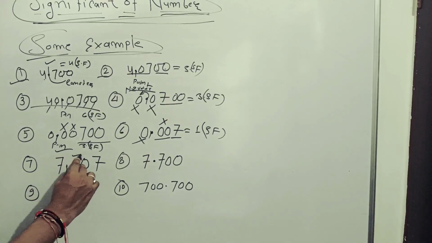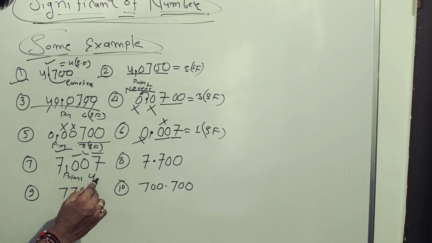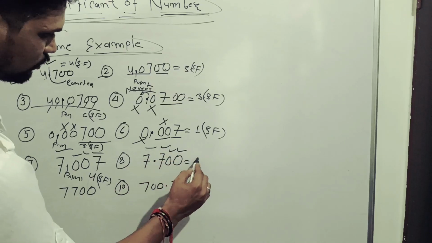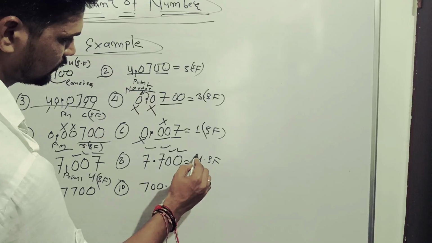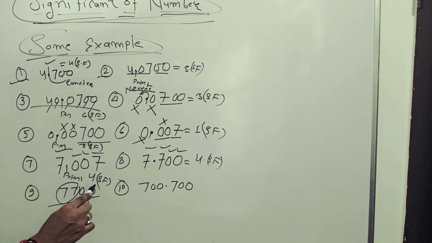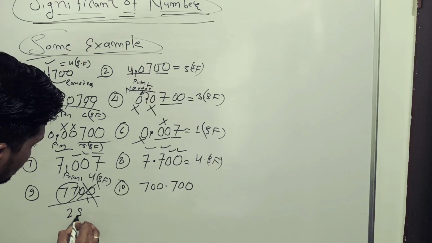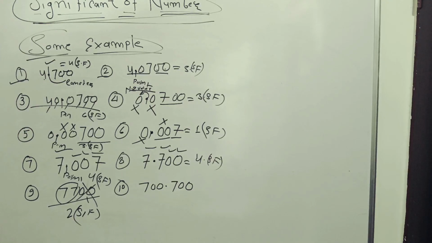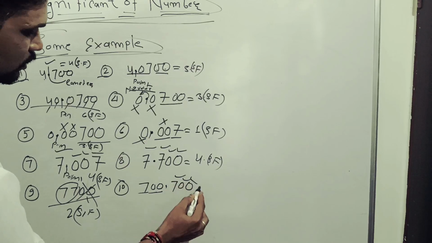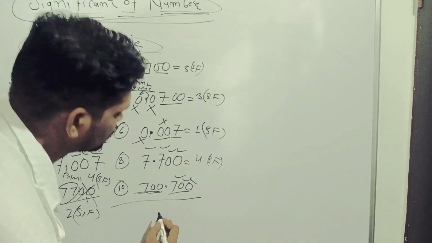And 7.007: after the decimal the zeros are considered because they are between two non-zero digits. The significant figures are 4. And the eighth is 7.700, and the significant figures are 4. And the ninth is 7700. The trailing zeros are not considered. The significant value is 2. And the tenth, 700.700: after the decimal, the trailing zeros are considered. The significant value is 6.